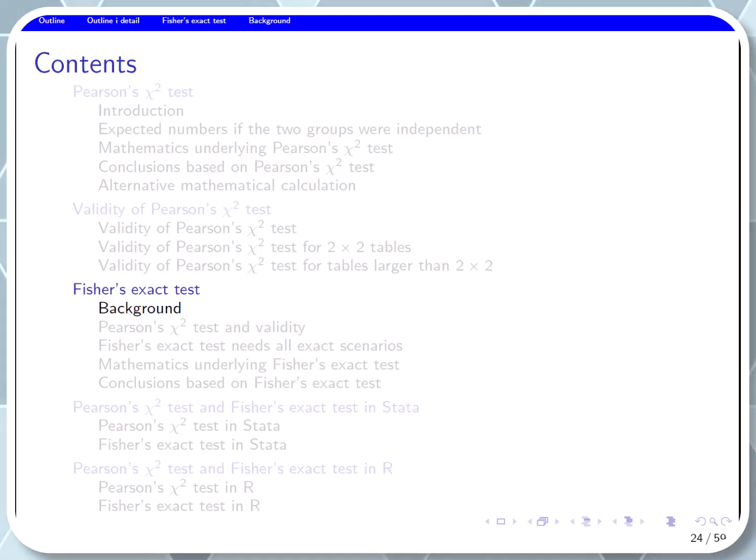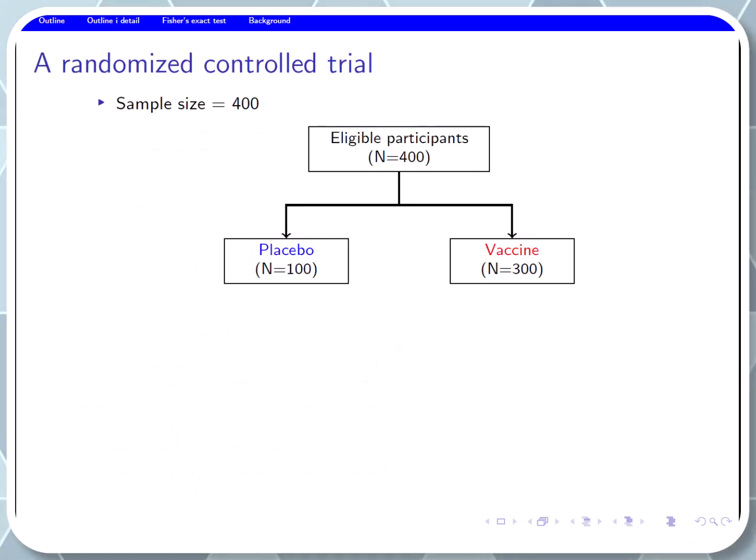Fisher's exact test. Background. In the first video of chi-square test, the example was to investigate whether a new vaccine effectively prevents influenza. It was a triple-blinded, randomized controlled trial, where the investigators, clinicians, and analysts remained blinded throughout the study. A total of 400 participants met the inclusion criteria and were randomized into two groups. 100 participants received the placebo and 300 participants received the vaccine.